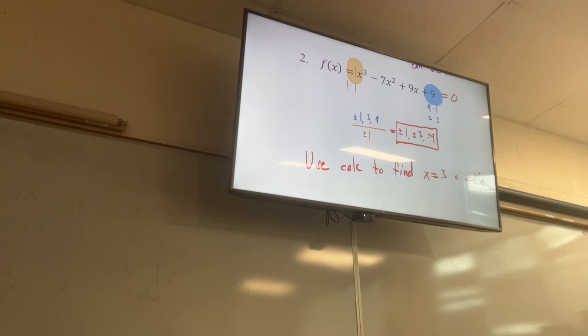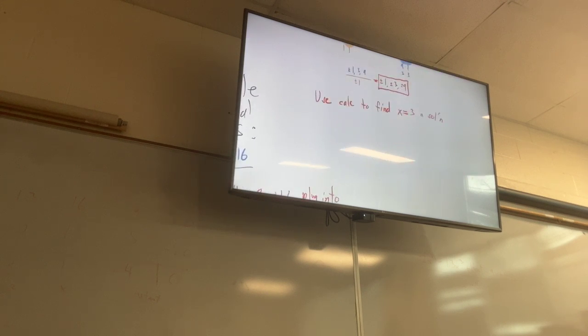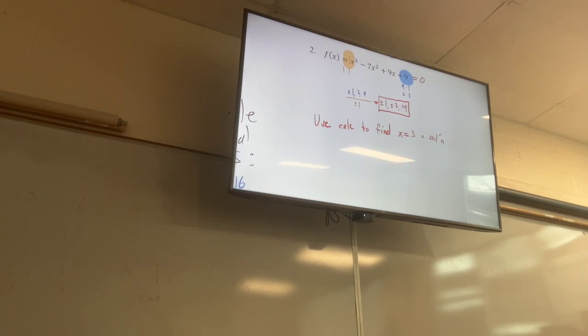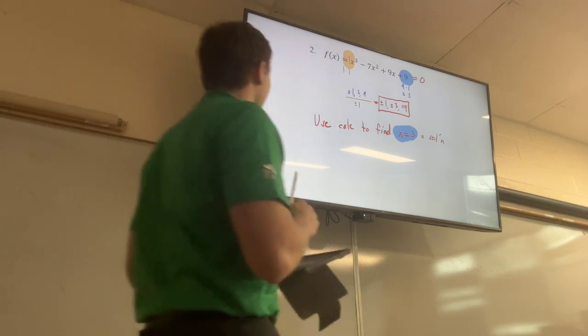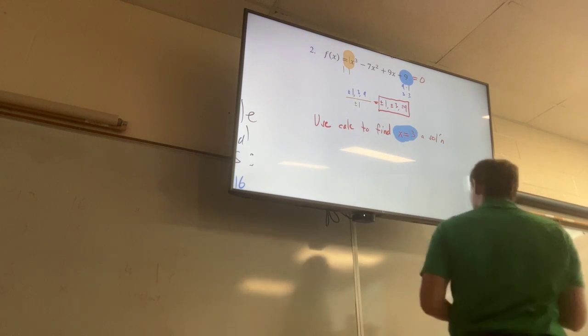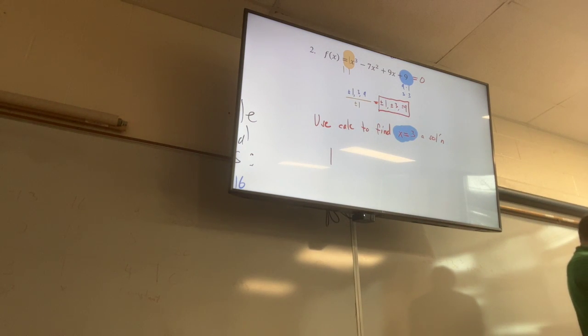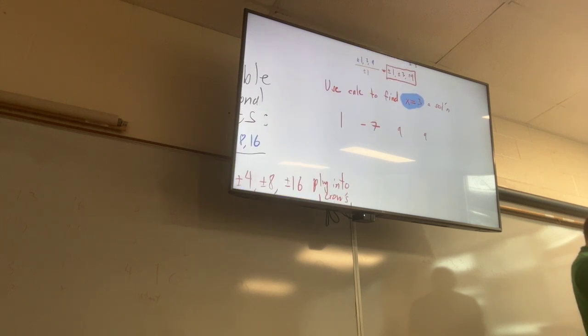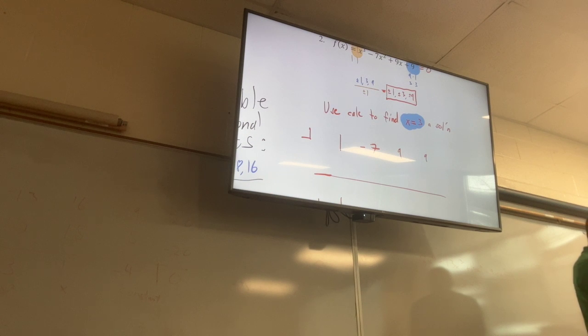okay? What do I do with that x equals 3? What did we do in the last problem when I found that first solution? Yeah, we divided, right? We use it to divide that polynomial, okay? So let's list out the coefficients of my polynomial. It's going to be 1, -7, 9, and 9, okay? What number do I put in my crow's nest? Yeah, that 3 right there. Okay.